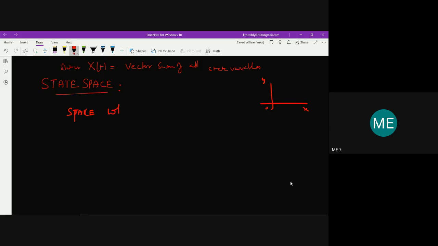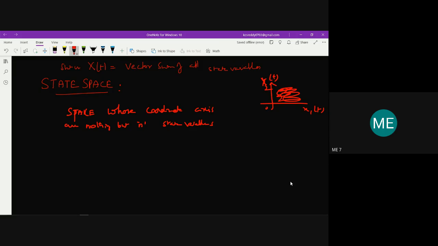So state space is defined as the space whose coordinate axes are nothing but the n state variables. So if I have two variables, say for example x1 and x2, this is called a state space, which is formed by these two variables x1 and x2. So the space whose coordinate axes are nothing but the n state variables with time as the implicit variable, of course, x1 of t and x2 of t.